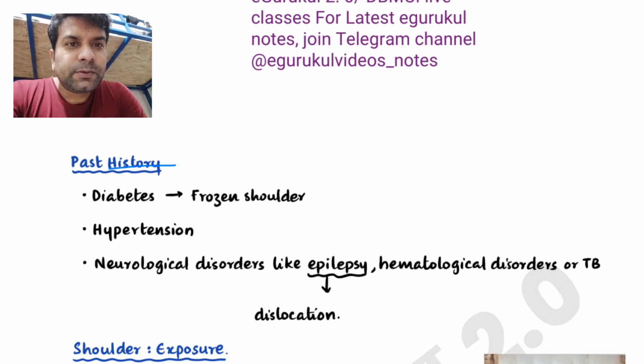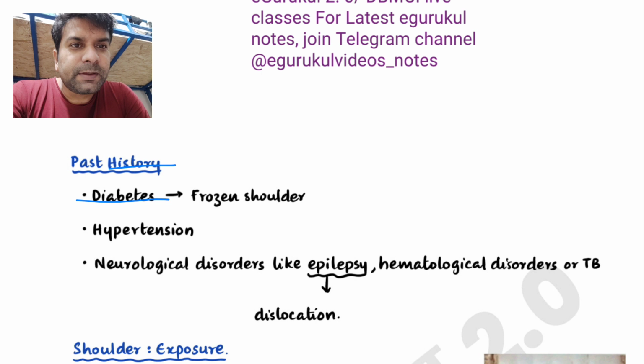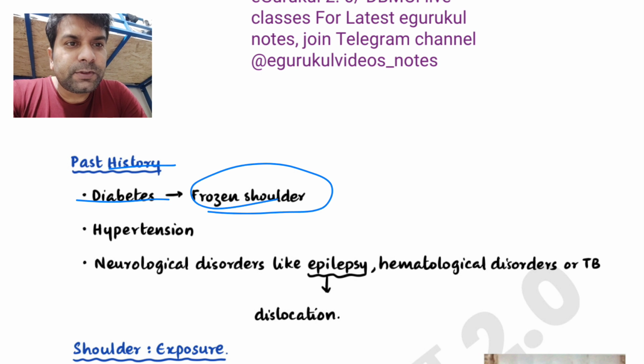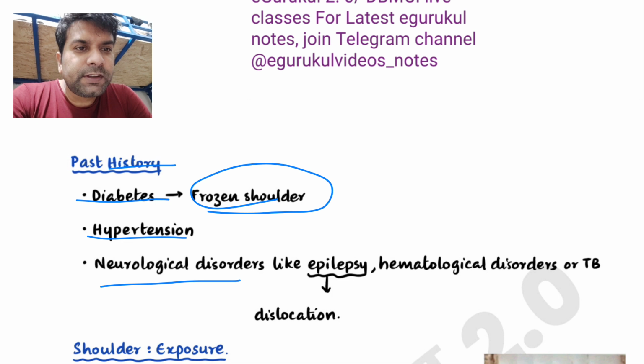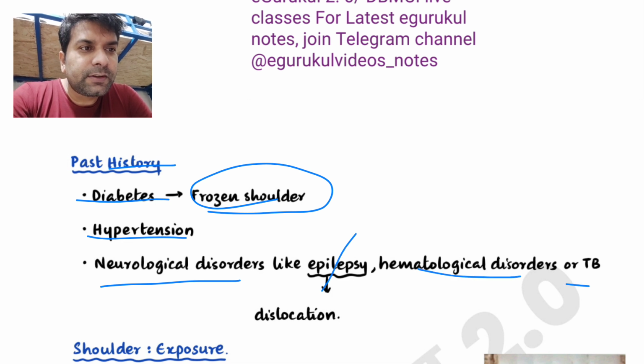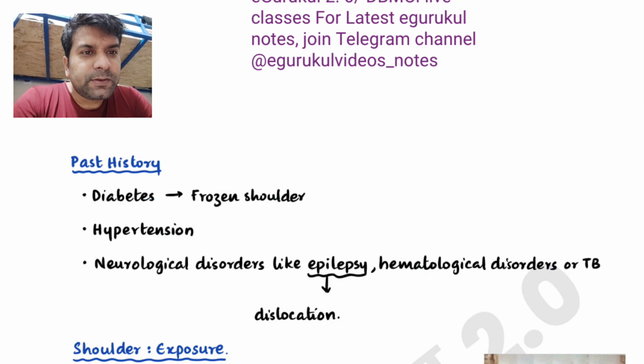Then in past history we will ask the patient, do you have diabetes? Because in diabetes frozen shoulder is most common. Hypertension, neurological disorder like epilepsy, hematological disorder or TB, because in epilepsy dislocation will occur.